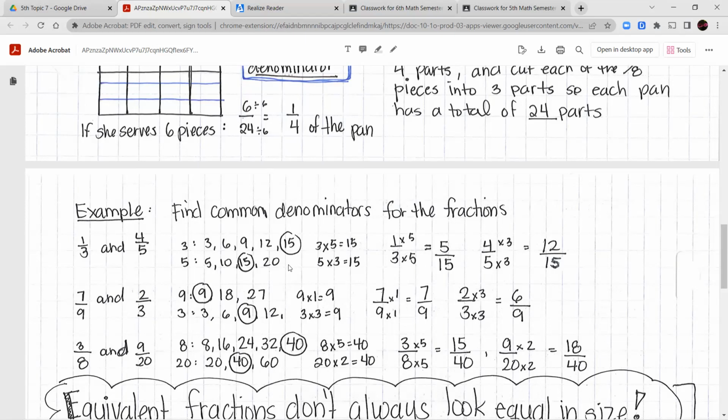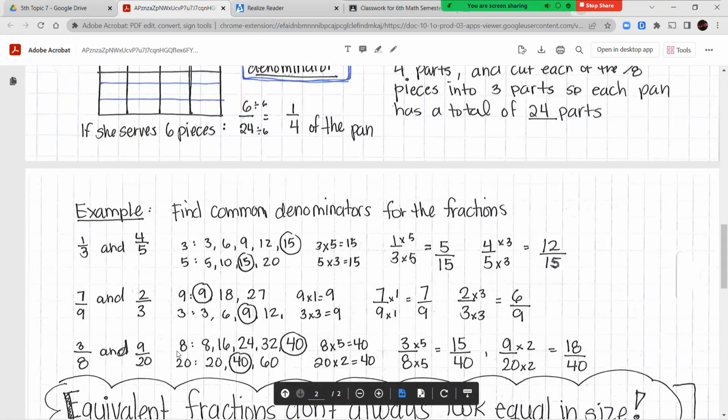Now for 7/9 and 2/3. Here, you don't need to change both numbers because 9 is a multiple of 3. So the 7/9 can stay the same because 9 times 1 is 9. But 3 times 3 is 9, so we're going to change the second fraction. The 2/3, we're going to multiply numerator and denominator by 3. So you would have 7/9 and 6/9. The 7/9 is essentially just getting multiplied by 1, right? Because 9 is the first common multiple between them.